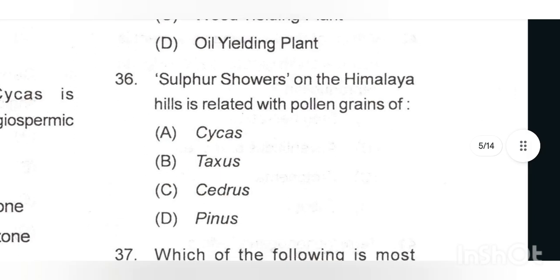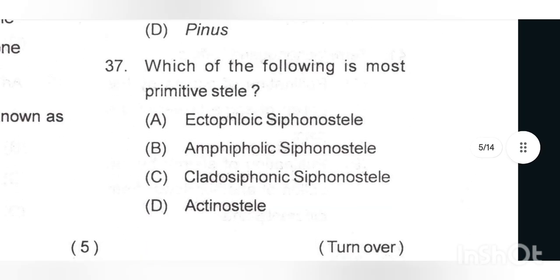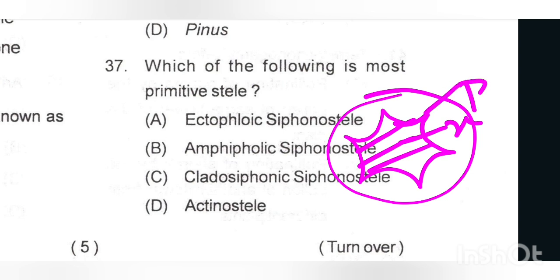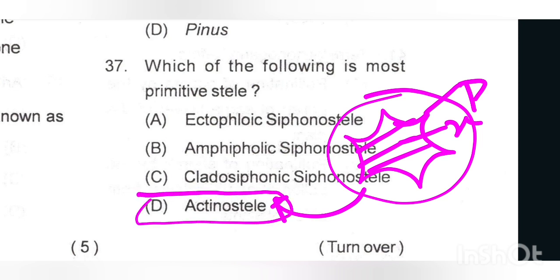Then question number 36, sulfur shower on the Himalayan hills is related with pollen grains of Pinus. Okay. Then question number 37, which is the most primitive stele? Actually the most primitive stele is the protostele, and actinostele, that means star shaped stele, is derived. In the actinostele, the xylem is surrounded by phloem. This type of stele is known as actinostele, and it is derived from protostele. So after protostele, actinostele is the most primitive stele.